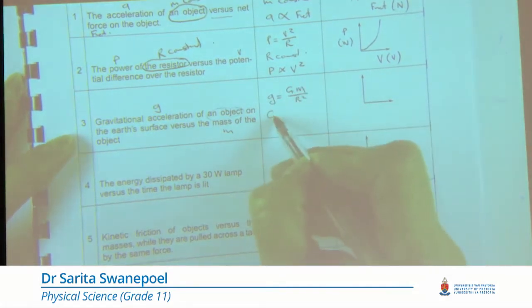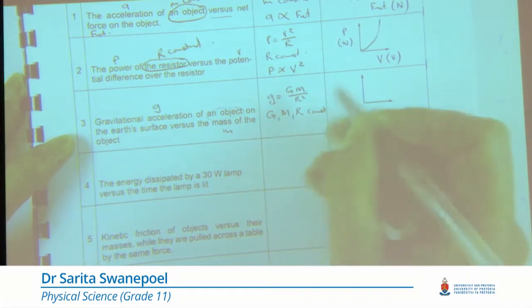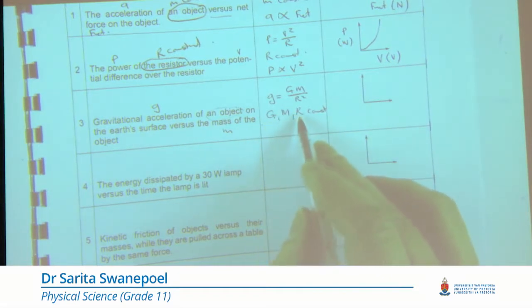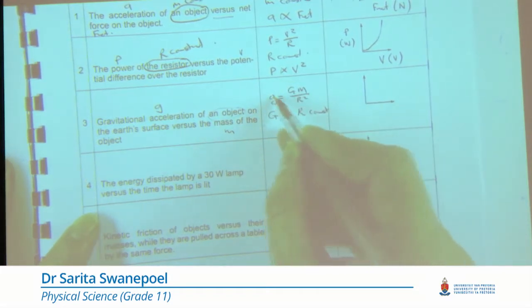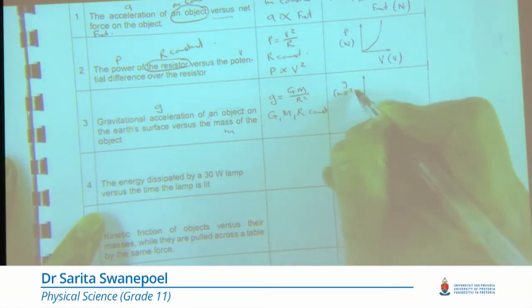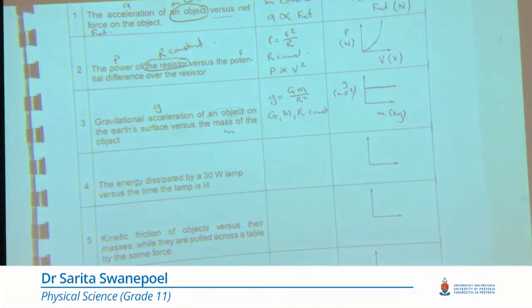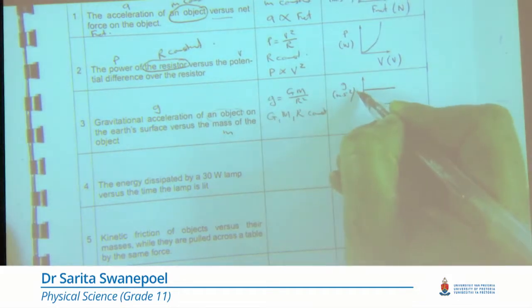We said G and M and R, they are all constant. The big M is the Earth's mass. That is not changing when you take different objects. G is in any case a constant. The radius of the Earth is a constant. So everything there is a constant, so g is independent of the mass. So g in meters per second squared, mass in kilograms, it's 9,8, 9,8, 9,8. Doesn't matter what the mass is. The mass can be anything, this will still be 9,8.